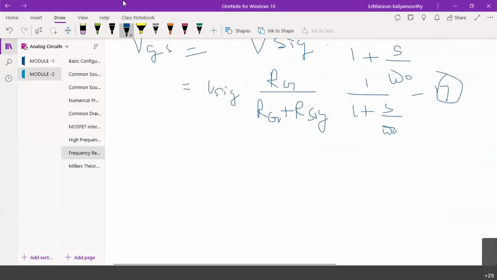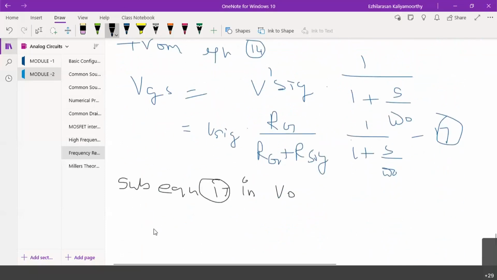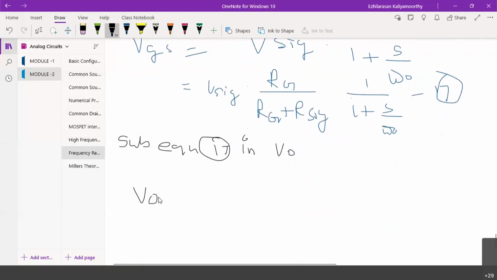Now what we'll do? Substitute equation 17 in V naught, because we already know V naught here is minus GM RL dash into VGS. So substitute here. So we'll get V naught is equal to minus GM RL dash. Then you substitute this.